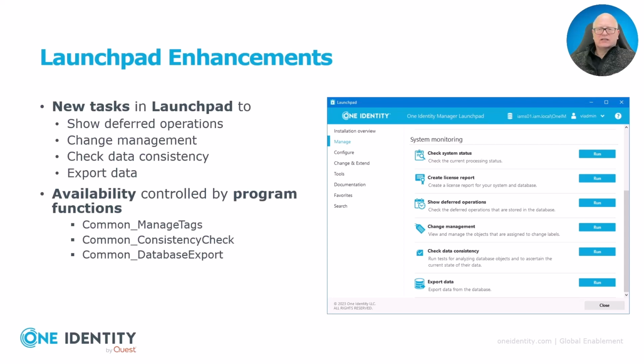Additionally to that, there exist some more program functions. Program functions are functions that can be added to the security of the Identity Manager to make it possible that some people are allowed to do specific things in front ends or not. Easily said, there is a new one for database export, consistency check, and manage tags. That is now an additional permission you can have or not.